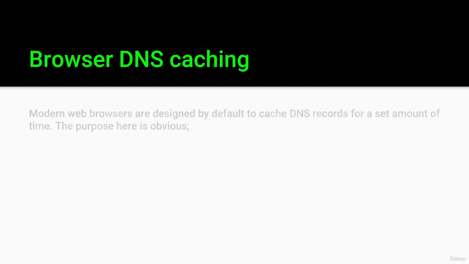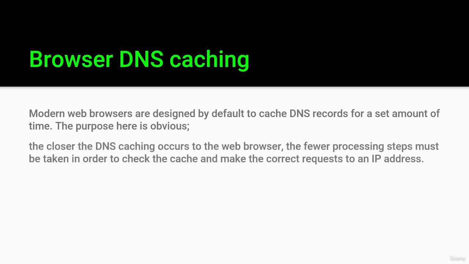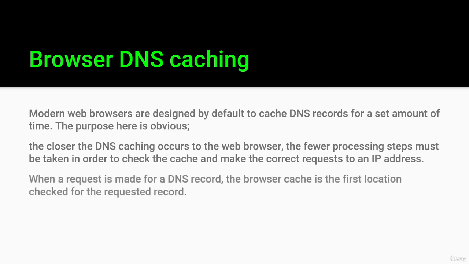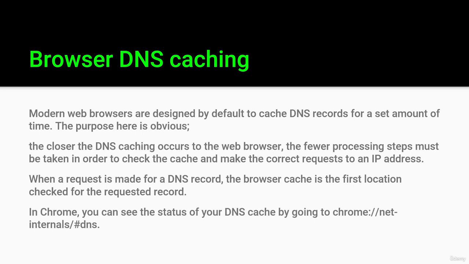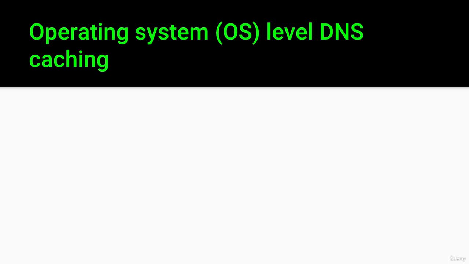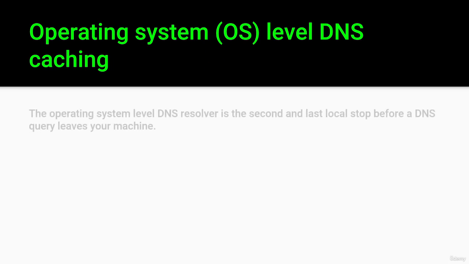And we have the browser DNS caching. So modern web browsers are designed by default to cache DNS records for a set amount of time. The purpose here is obvious. The closer the DNS caching occurs to the web browser, the fewer processing steps must be taken in order to check the cache and make the correct request to an IP address. When a request is made for a DNS record, the browser cache is the first location checked for the requested record. And in Chrome, you can see the status of your DNS cache by going to chrome://net-internals/#dns.